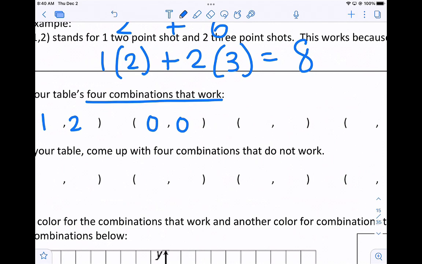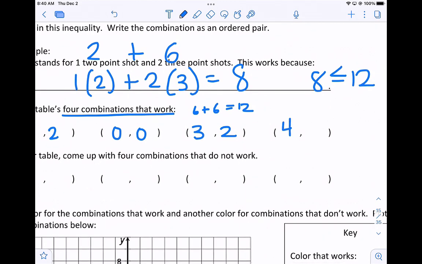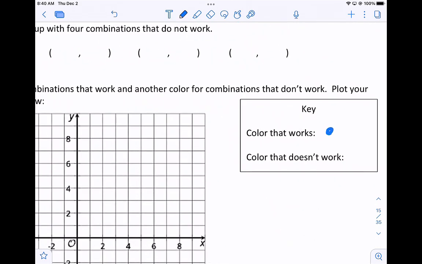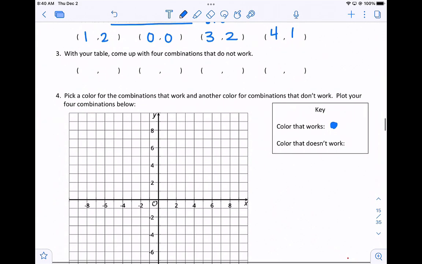We could do, let's try 3, 2. So 3 times 2 is 6. 2 times 3 is 6, and that's less than or equal to 12. So 3, 2 does work. We could do 4 2-point shots and 1 3-point shot. So again, let's just test it. We would do 4 times 2, which is 8, plus 3 times 1, which is 11, and 11 is less than or equal to 12. So here are 4 points that work, and we would graph it. So here's my color that works, and we would graph it right here.